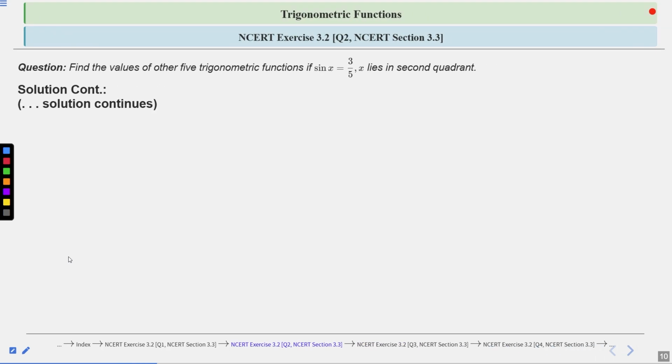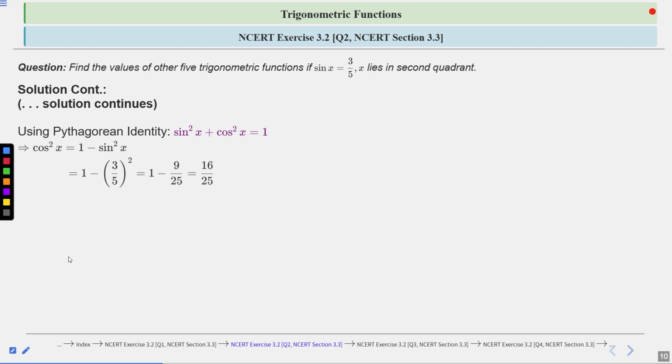Now using Pythagorean identity, we know that sin square x plus cos square x is equal to 1. So cos square x will be equal to 1 minus sin square x, since sin square x plus cos square x is equal to 1. So we can easily find cos square x.